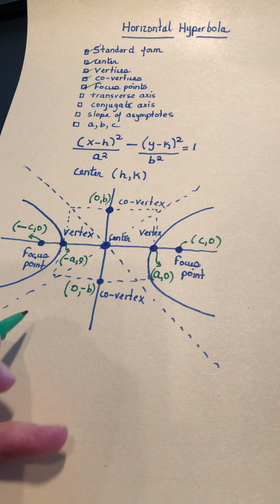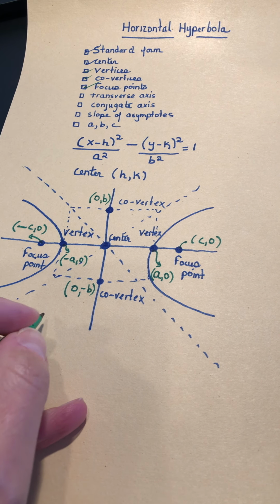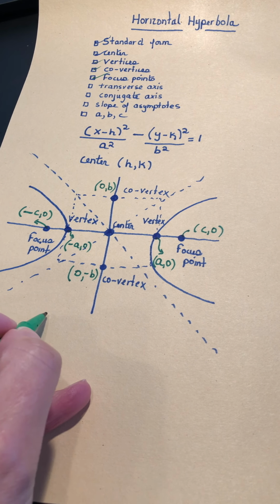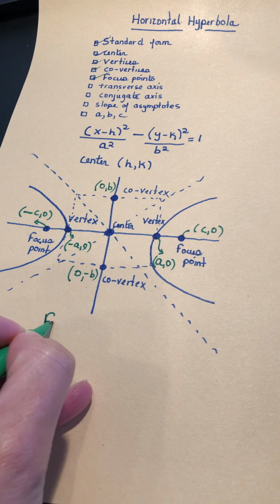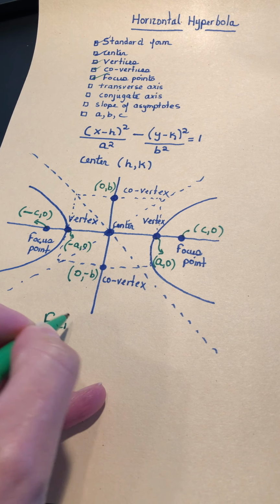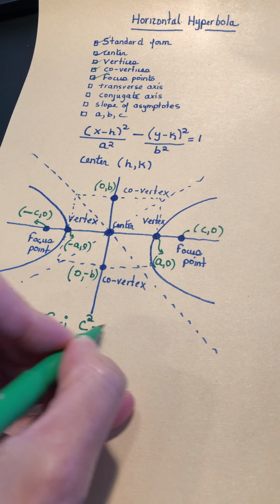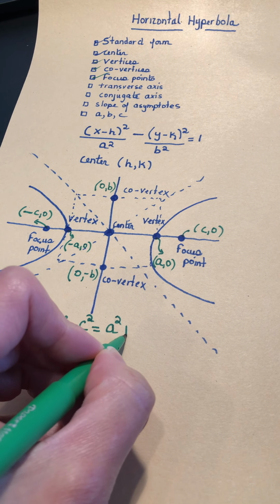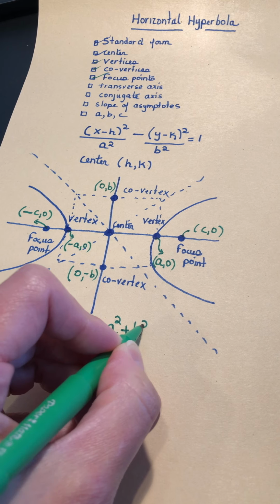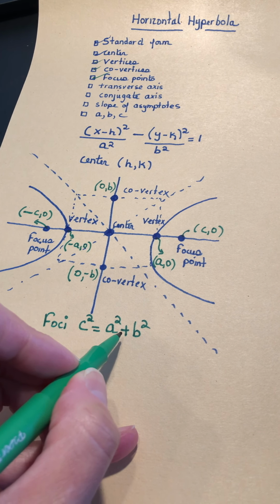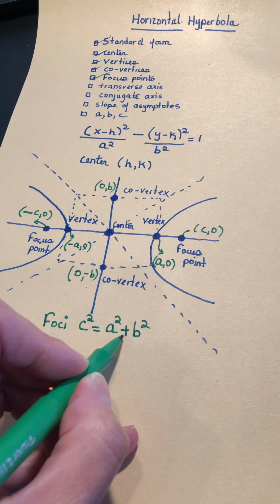Now, a couple things to note. In this type of conic section, in the horizontal hyperbola, to find the foci, or the focal points, the equation's a little different. It's going to be c squared equals a squared plus b squared. Okay, notice there's a plus there. It's actually slightly different than the ellipse. The ellipse formula, there's a minus sign there.